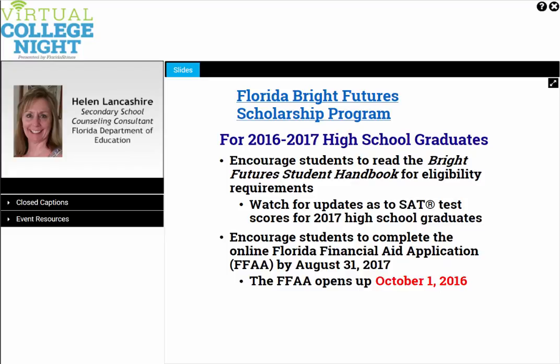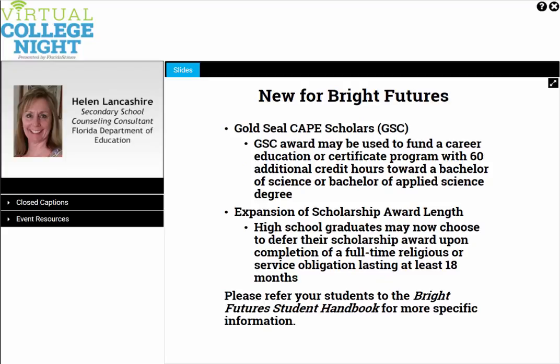The Florida Bright Futures Scholarship Program has remained unchanged for 17 grads. As always, refer to the 16-17 Bright Futures Student Handbook for eligibility requirements. Encourage your students to apply for the Florida Financial Aid application. That window opened up October 1st.